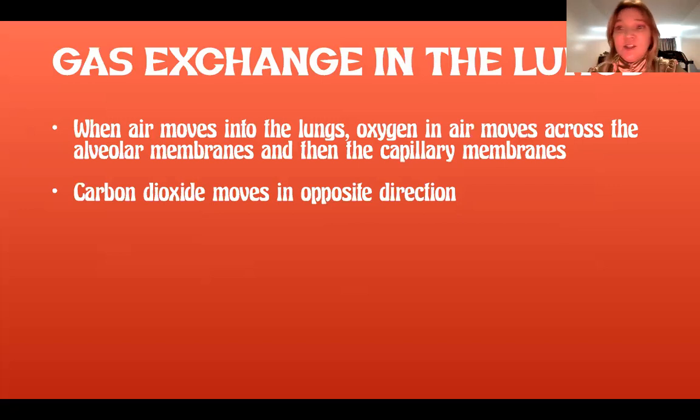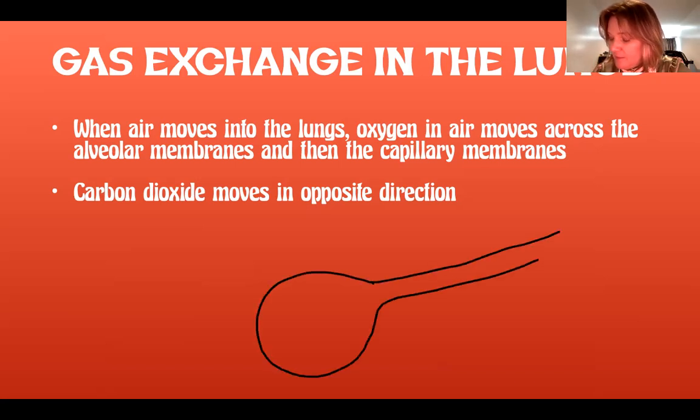Okay, so how does gas exchange occur in the lungs? When air moves into the lungs, the oxygen in the air moves across the alveolar membranes and then the capillary membranes. Carbon dioxide is going to move in the opposite direction according to the concentration gradient. So if, let's say I've got, here's an alveolus. So this is inside the lungs. This is the bloodstream. And this is inside the lungs.